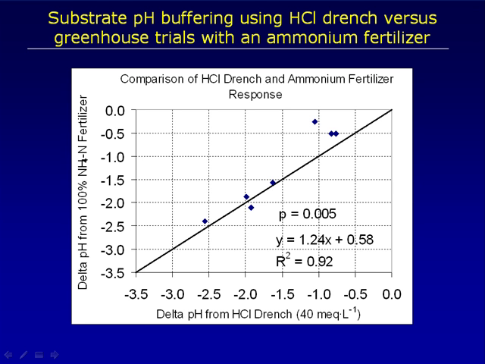Now this is a lab technique without any plants, and if we compare those lab results with the drop in pH when we grow impatiens in a greenhouse with a 100% ammonium fertilizer, so a very acidic reaction fertilizer, we see that the drop in pH from the HCl drench is very closely correlated with the drop in pH when we grow a crop of plants. In other words, the pH buffering that we're measuring in the lab is very similar to the behavior that we would see if we grew a crop of plants in the greenhouse.